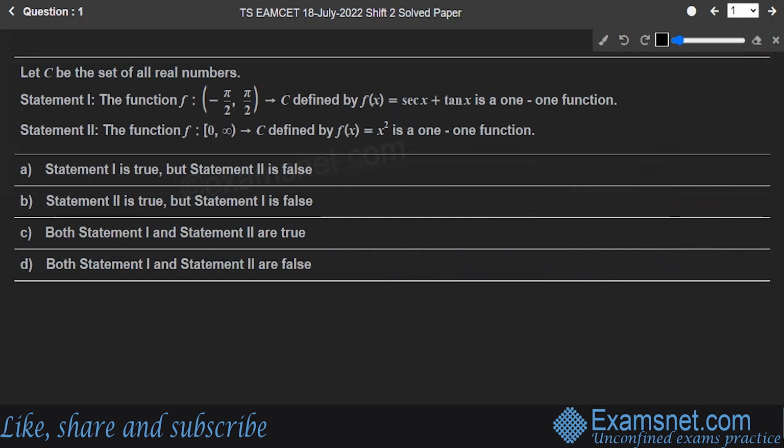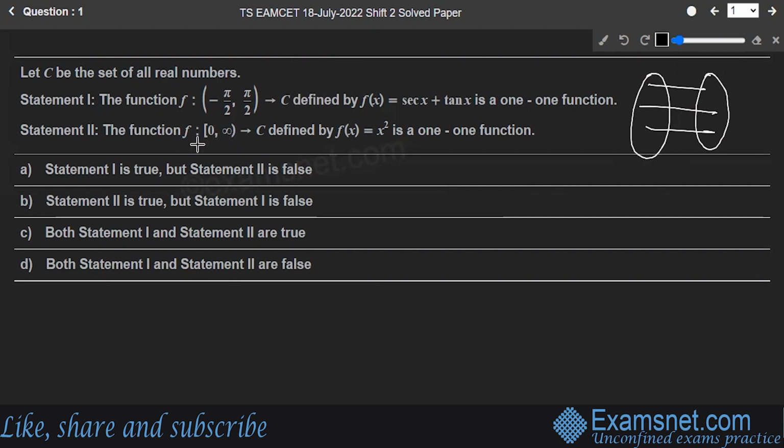Here we go. First sum, best of luck. Question number 1. Okay, it's a sets problem. It says, let C be the set of all real numbers such that statement 1 says the function f is defined from minus pi by 2 to pi by 2 to C, where C is the set of all real numbers. It is defined by f(x) given as this function, and this is a one-to-one function. Hope you know what a one-to-one function is, right? I don't think I need to tell you. So one-to-one functions are something like this.